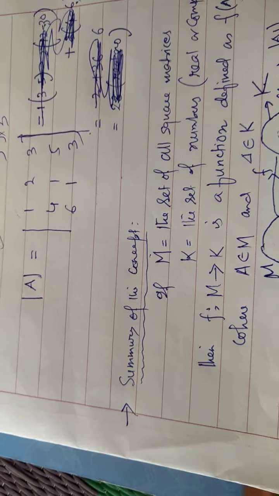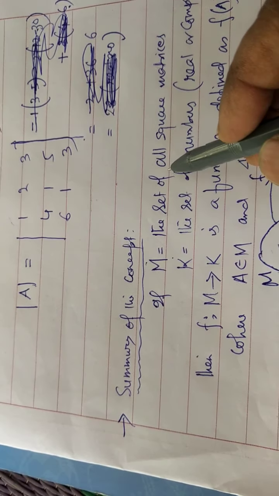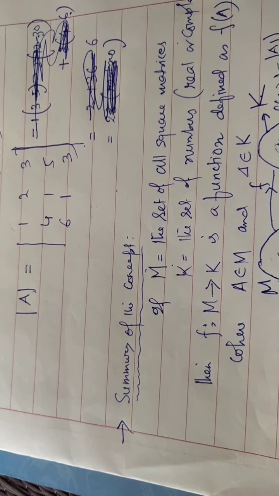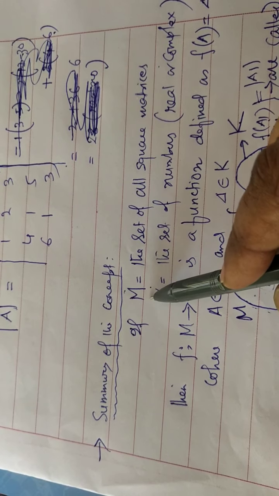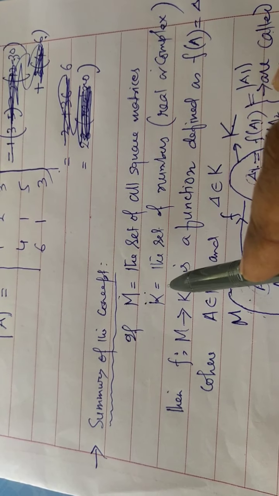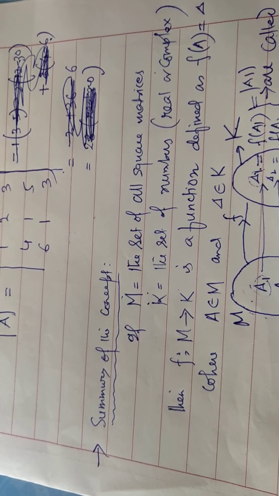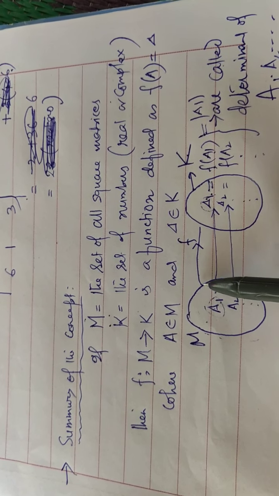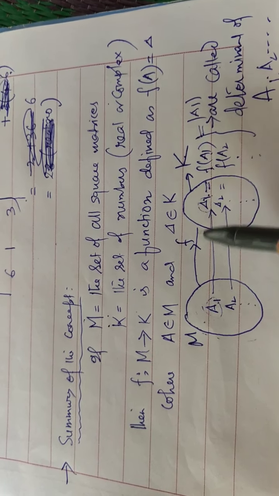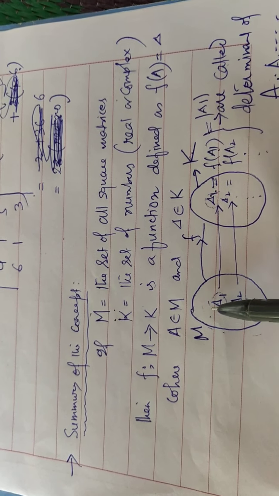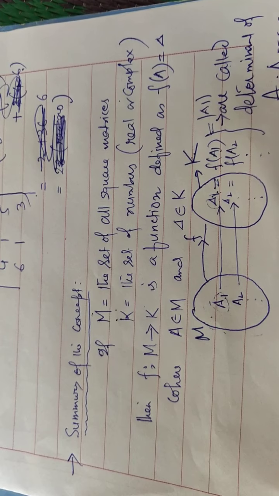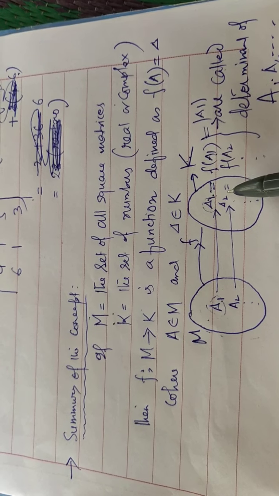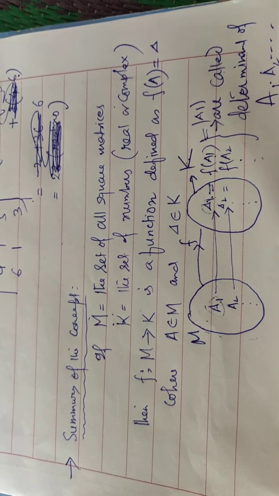So finally, suppose M is the set of all square matrices, of any order, 2, 3, 4, whatever it may be, and K is the set of numbers, maybe real or complex. Then we can create a relation from M to K. Suppose the elements of M are square matrices A1, A2, and so on, and the elements of K are numbers, maybe complex, maybe real, denoted by delta 1, delta 2, delta 3, and so on.